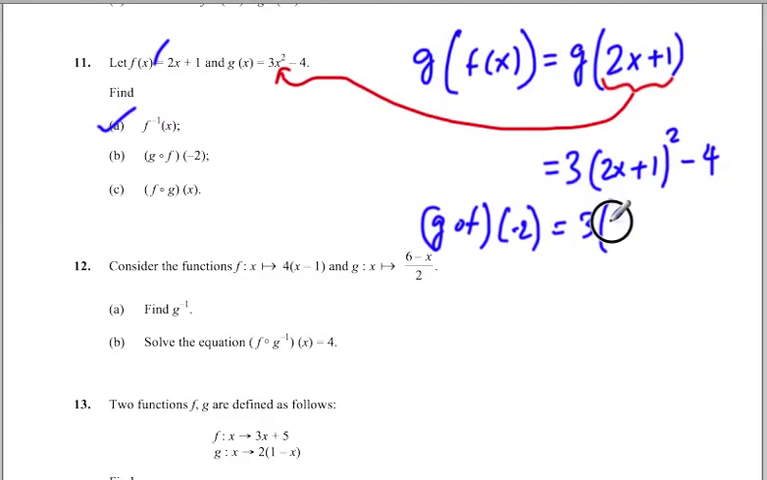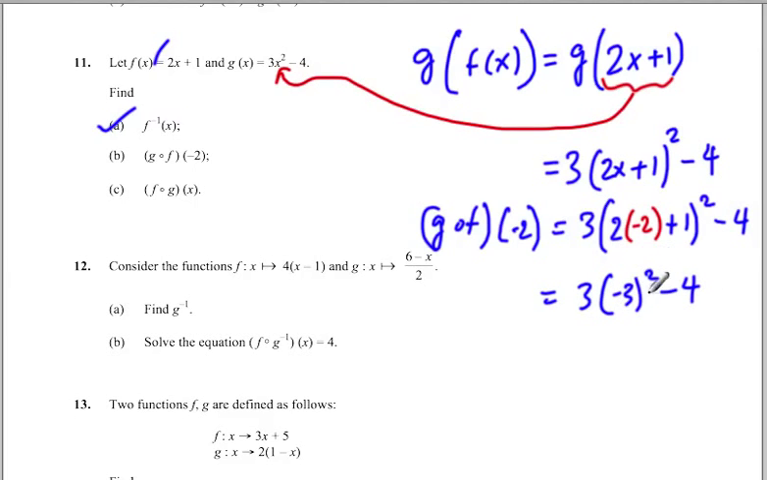So 3 times 2, I'll write this in red, times negative 2 plus 1, squared, minus 4. It's equal to, this is negative 4 plus 1, which is negative 3, so 3 times negative 3 squared minus 4. Negative 3 squared is 9, and it's positive 9, by the way, not negative 9. 9 times 3 is 27, so it's 27 minus 4, which is equal to 23.